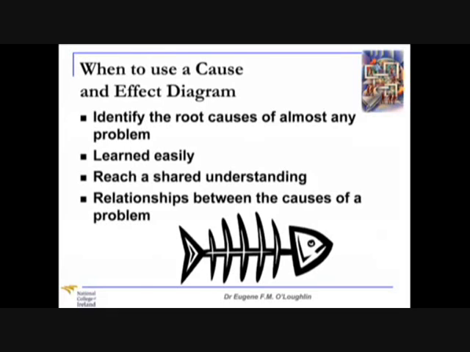So when do we use a cause and effect diagram? Well, it can be used to help identify the root causes of almost any problem that you can think of. This type of diagram is learned very easily by people, and it's very useful in helping teams reach a shared understanding of a complicated problem. We can also use them to organize and analyze relationships between the causes of a problem. Basically, what it's very good at doing is when something has gone wrong and we don't know what it is, we use our cause and effect diagram to help us figure out what is causing the problem.